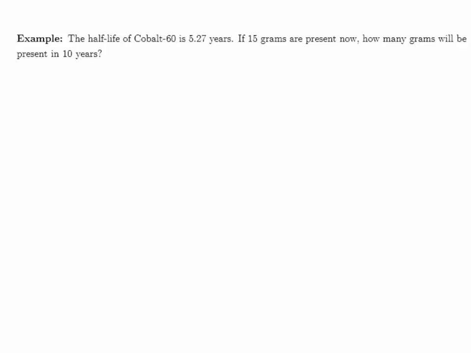And this is telling us that if 15 grams are present now, we need to determine how many grams will be present in 10 years. So this will be a two-step problem. The first step is going to involve writing the formula for this function.